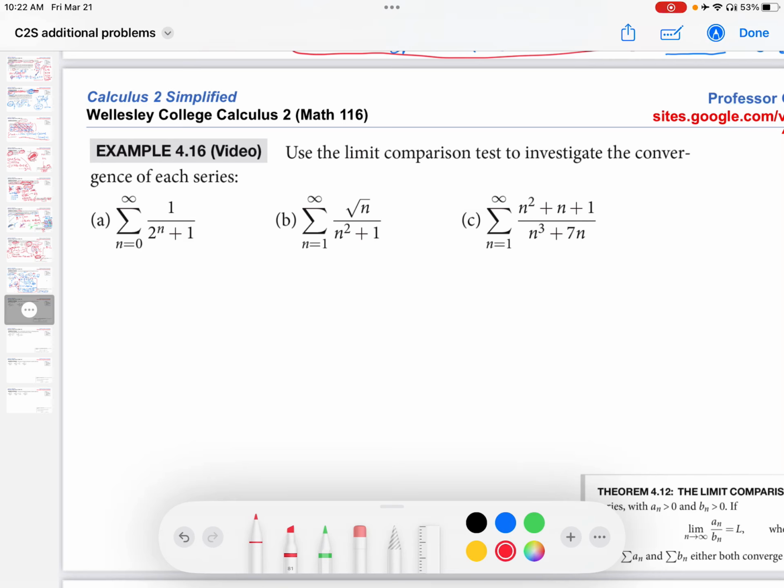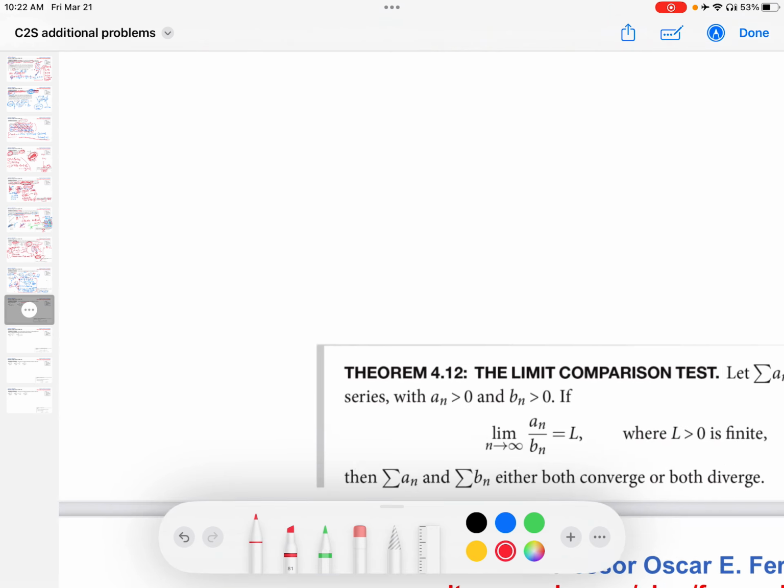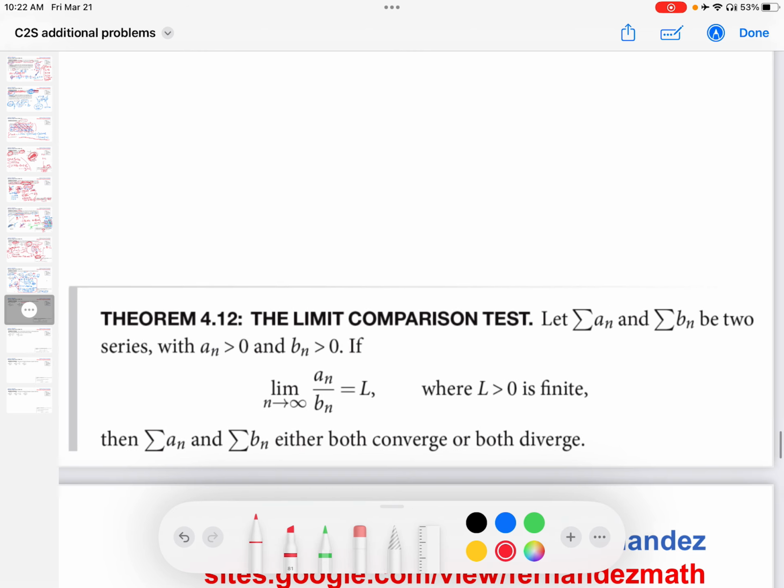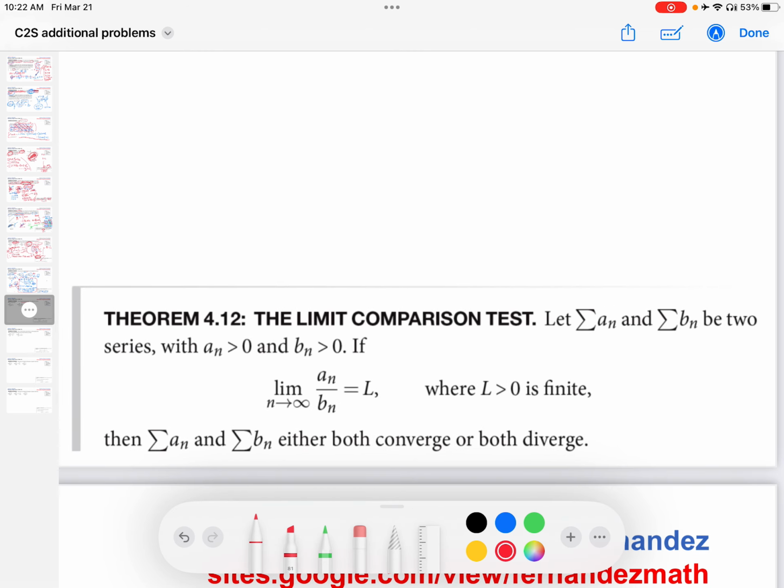In this video, we're working through example 4.16 from the book Calculus Simplified. In this example, it says use the limit comparison test to investigate the convergence of each series. So I've pasted that down here. This is theorem 4.12 in the book. Let's review it really quickly.